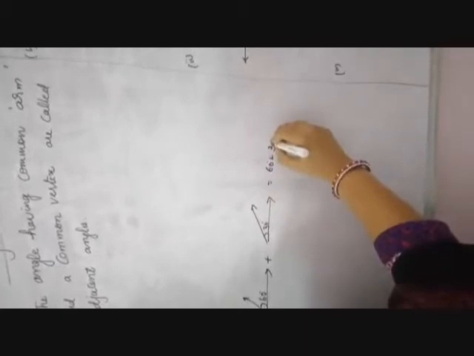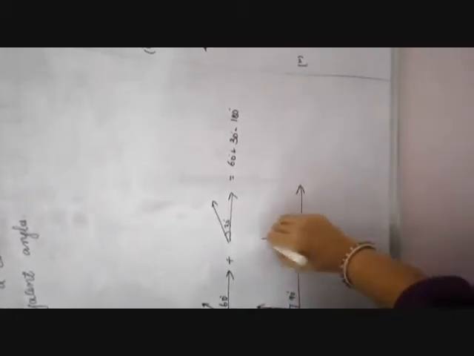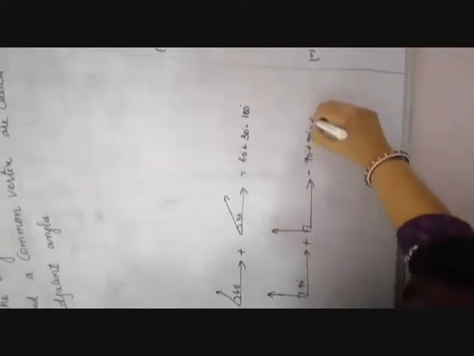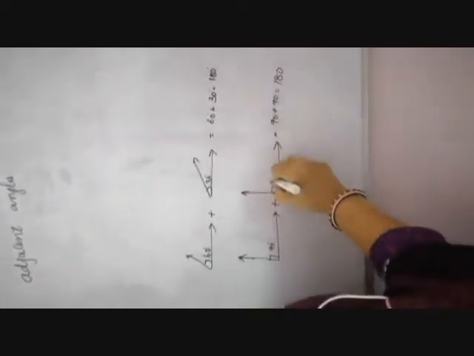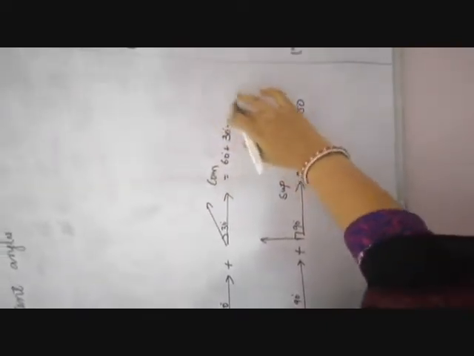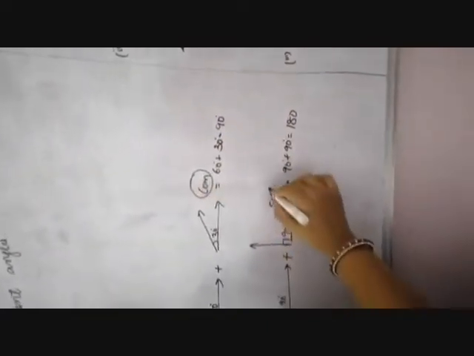Next, you have learned about supplementary angles. Supplementary angles are nothing but the sum of two angles must be equal to 180 degrees. For example, 90 degrees plus 90 degrees, you will get 180. So the sum of two angles equal to 180 degrees is supplementary angles, and complementary angles are the sum of two angles equal to 90 degrees.